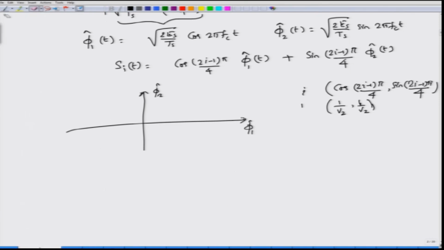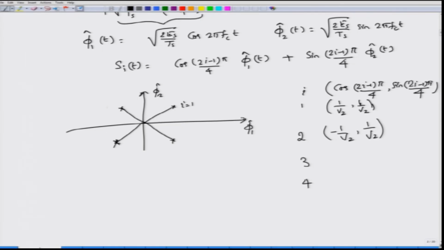putting I equal to 2, you get cos of (4 minus 1), which is 3 pi by 4. Cos 3 pi by 4 is in the second quadrant. So, this would be minus 1 by root 2, and sin 3 pi by 4 is positive there. So, it is 1 by root 2. You can complete for 3 and 4 obviously, and then you will see that these are nothing but the original constellation points that we had talked about, right.